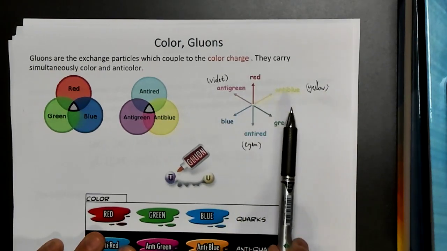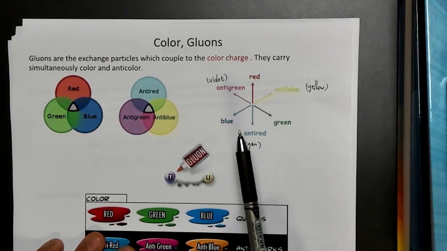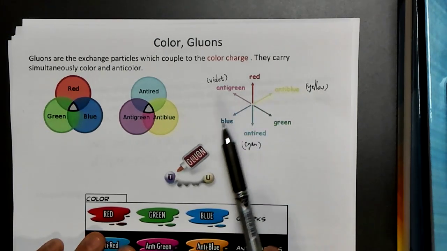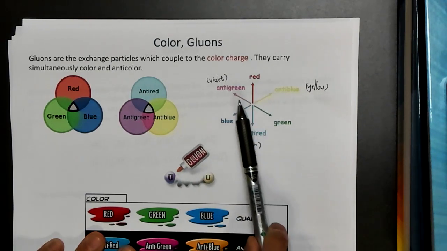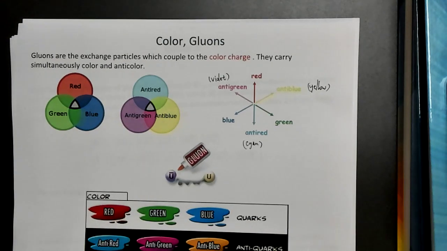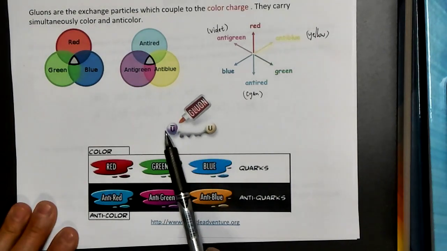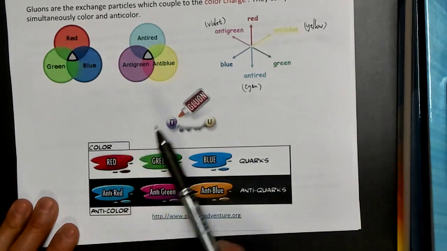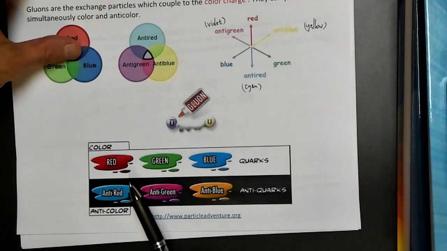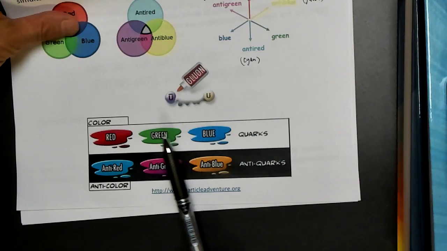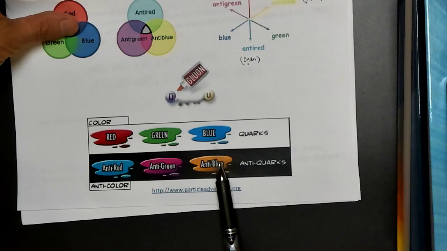So if I have red with green with blue together, I get something that's white or colorless. But if I have blue with anti-blue, then I get colorless. If I have red with anti-red, I get colorless. If I have green with anti-green, I also get colorless. Okay, so that's one way to think about all of this. The gluons are binding together the quarks, and they have some combination of color with anticolor like this. Now the quarks have red, green, blue, but the antiquarks will have anti-red, anti-green, and anti-blue.